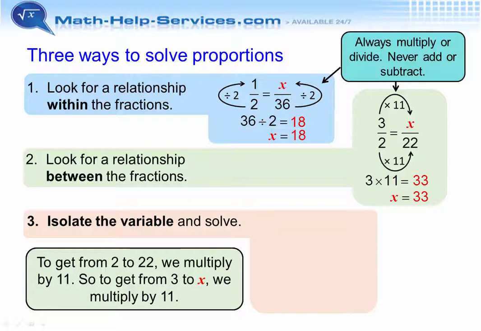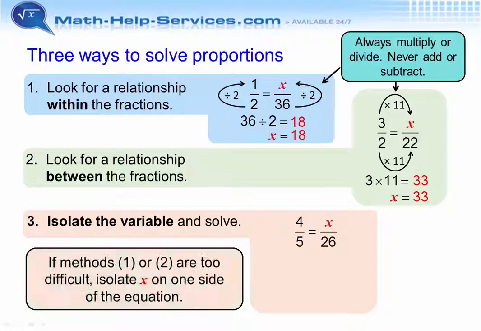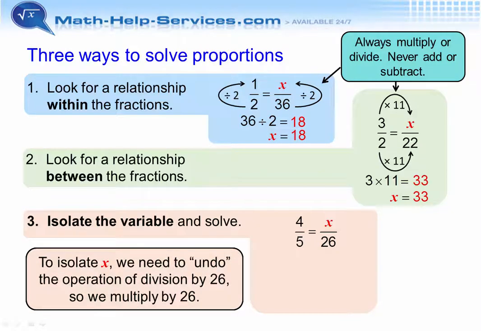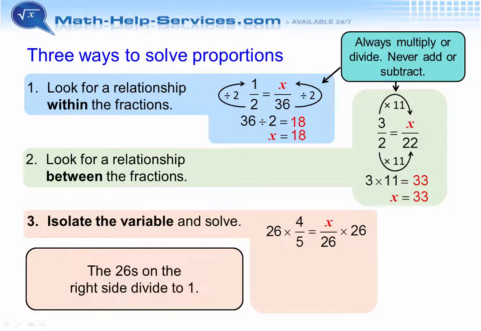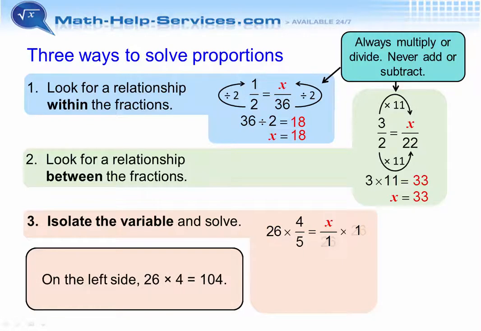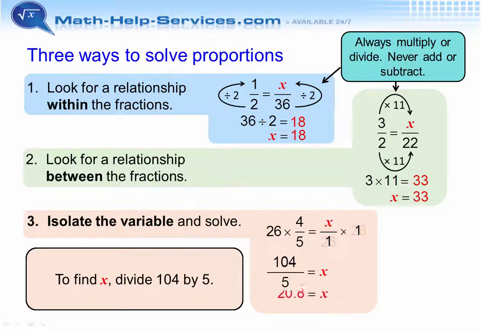Third, we can isolate the variable and solve. For instance, if we have 4 to 5 equals x to 26, then methods 1 or 2 are too difficult. So let's isolate x on one side of the equation. To isolate x, we need to undo the operation of division by 26, so we multiply by 26. The 26's on the right side divide to 1. On the left side, 26 times 4 equals 104. To find x, we divide 104 by 5, and we get 20 and 8/10.